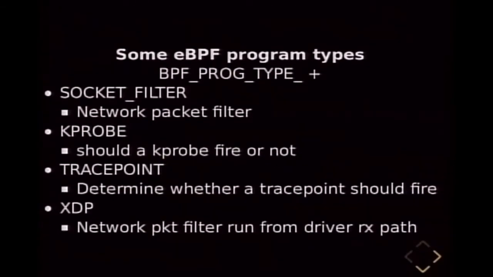Some program types: a socket filter. Even before eBPF, you could attach some of this bytecode just before getting to the application and say, oh, if the payload of this application doesn't have this, drop it, so it's validated closer to the origin. It could be a k-probe as well, a trace point, XDP, and there are several others. XDP is like a socket filter, but it's closer to the network interface card.